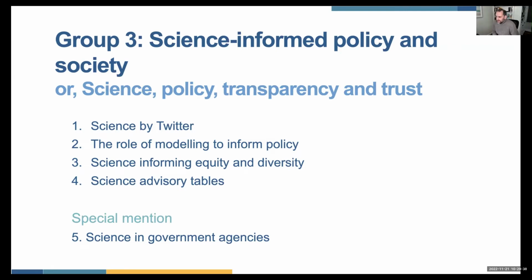Yeah, patient advocacy and patient-driven research. That's a good point, and let's put that one on the list. I think we should do that.